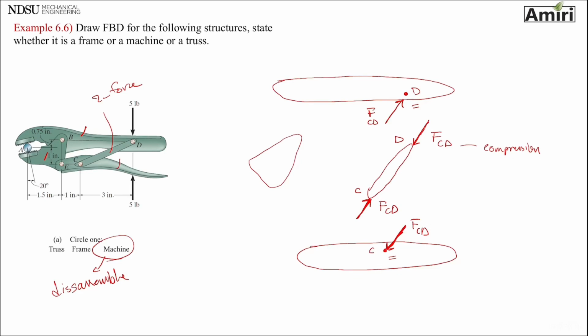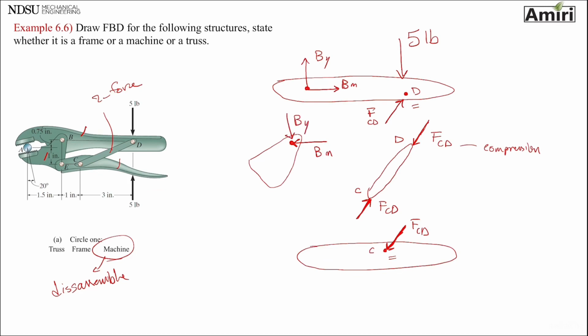Okay, let's look at the top member. I see a 5-pound force on it. Then I see a pin at point B. For the first one, it really doesn't matter which way I draw it. BX, BY. They're unknown, so I have the freedom to put them wherever I want. But on the second member, when I put forces on pin B, I have to draw them opposite of the first one. BX, BY.